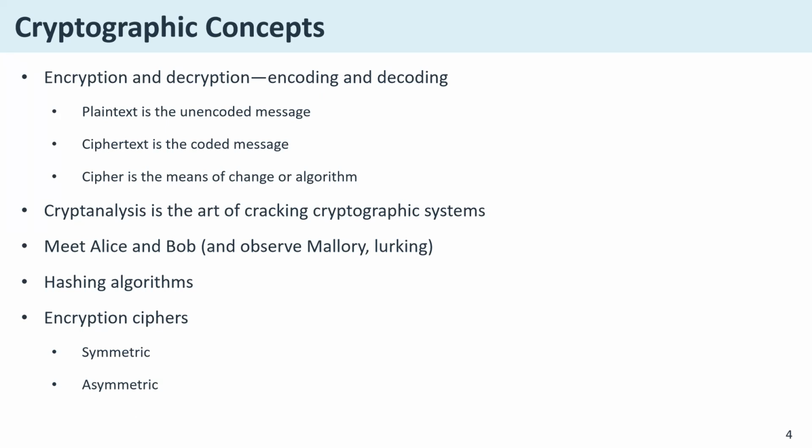So ciphertext and plain text. Plain text is the unencoded message that you've not encoded, just in its plain natural format. Then ciphertext is the coded message. A cipher is a means of change, or an algorithm. So you have some concepts here. Cryptanalysis is the act of cracking a cryptographic system. If you have a system that has been encrypted, the act of unlocking that, you call it cryptanalysis.